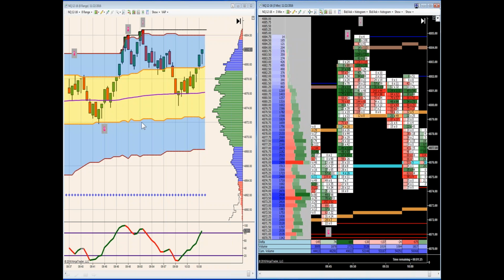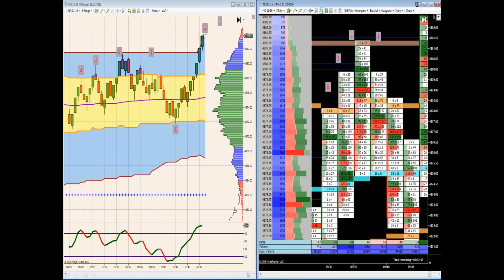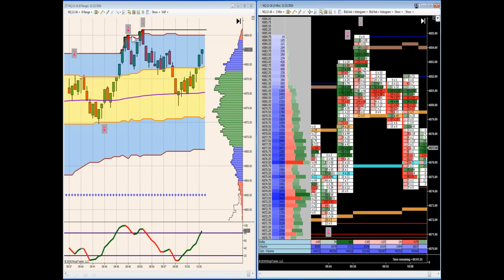So you would buy it anticipating, again, point of control, then back up to the high value area, and then it pops through it. You had all the time in the world back here, where it is just meandering back and forth, back and forth, whereas here it pops through and just keeps on going.